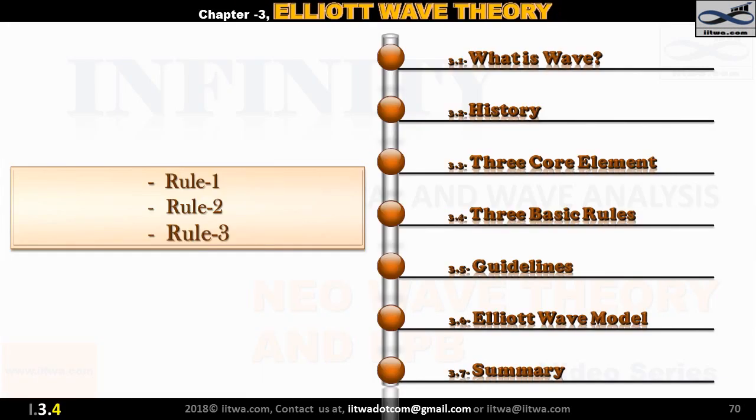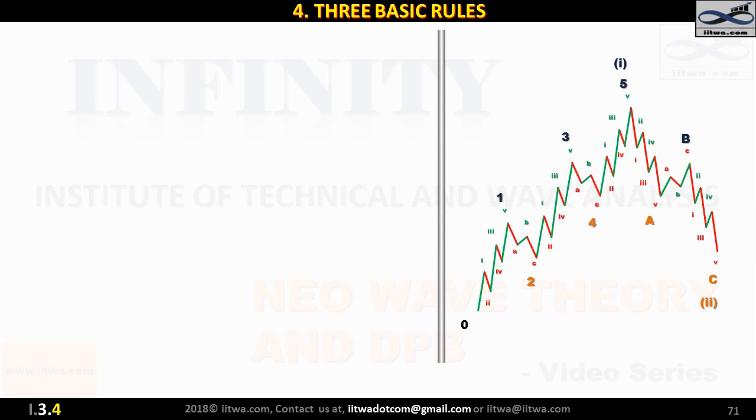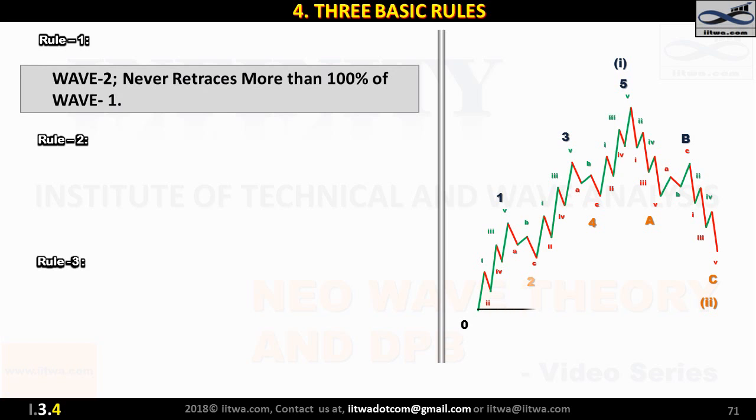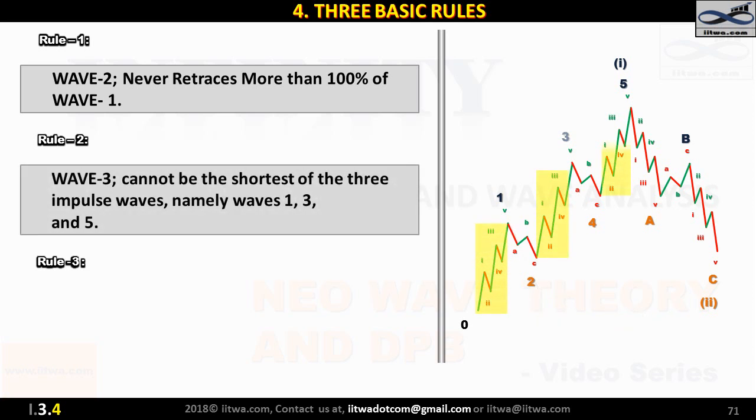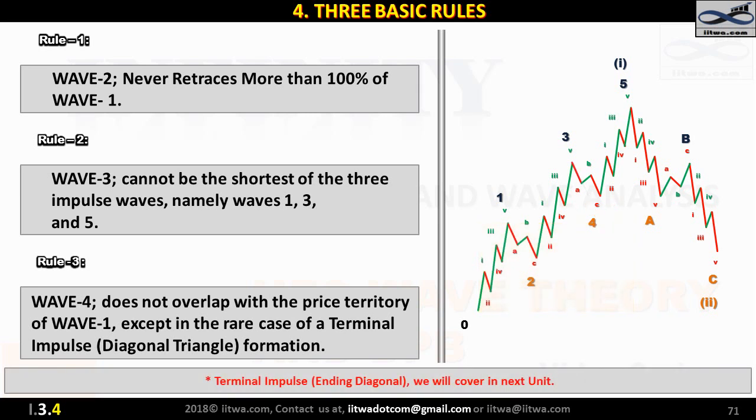Topic 4. Three basic rules. There are only 3 basic rules of the Elliott wave principle. 1. Wave 2 never erases more than 100% of wave 1. 2. Wave 3 cannot be the shortest of the 3 impulse waves, namely waves 1, 3, and 5. 3. Wave 4 does not overlap with the price territory of wave 1, except in the rare case of a terminal impulse or diagonal triangle formation.